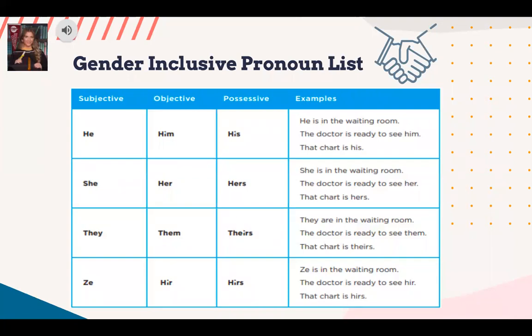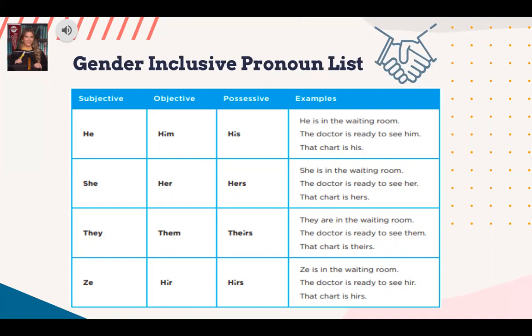Examples of this are, she is in the waiting room, the doctor is ready to see her, that chart is hers. However, some patients prefer to be gender neutral. A gender neutral pronoun is a pronoun which does not associate a gender with the individual who is being discussed. The most common ones that healthcare workers have come across in the hospital setting are they, them, theirs. They are in the waiting room, the doctor is ready to see them, that chart is theirs.